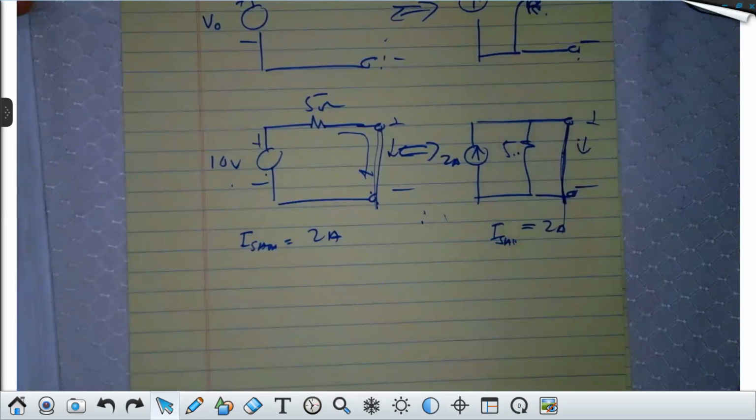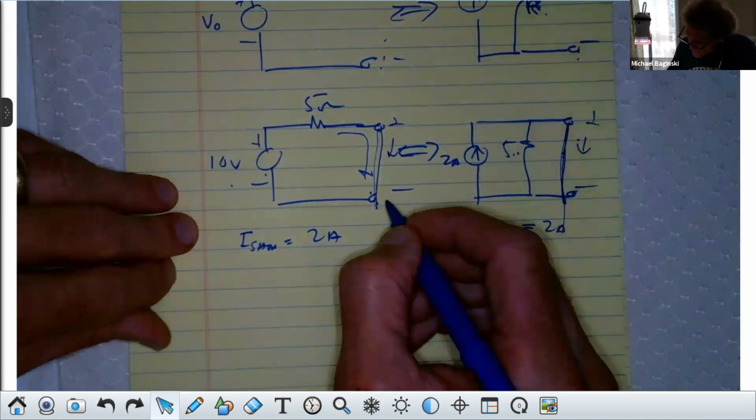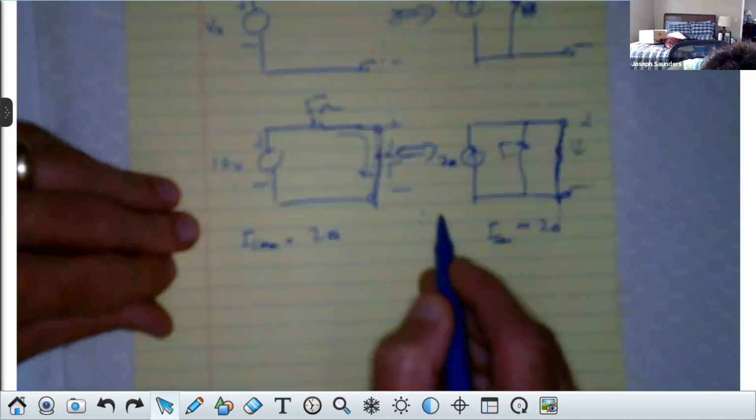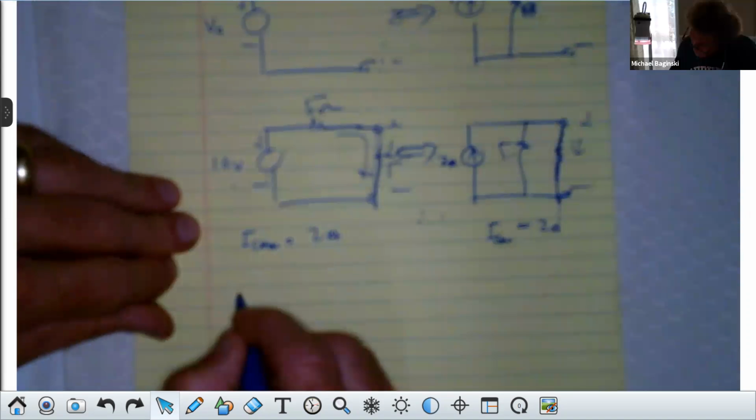All right, now try it. Make it 5 ohms. What if it's 5 ohms and this is 5 ohms? How much current flows here if it's 5 ohms?